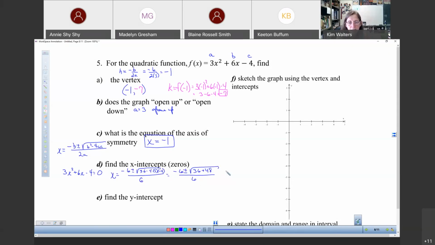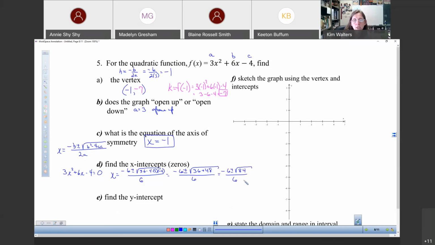It's okay. And that's going to be negative 6 plus or minus the square root of 84 over 6. Ooh, messy numbers, messy numbers. Okay. This is not going to be a nice integer. It's going to be hard to graph.